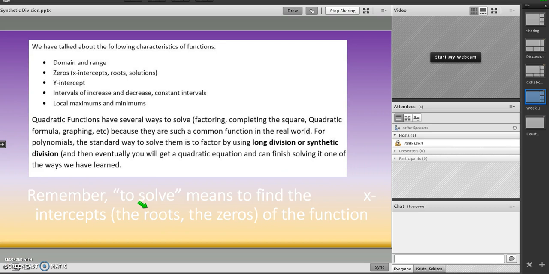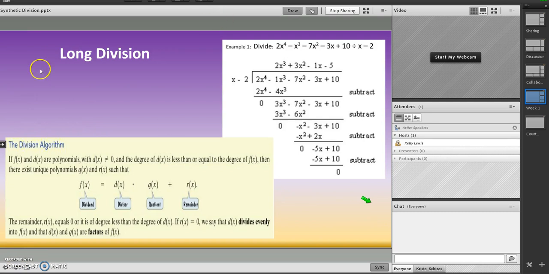All right, so we've talked about domain and range, and zeros, how zeros mean the same thing as roots, which mean the same thing as x-intercepts. That kind of got cut off. Which is the same thing as to solve or to find the solution. We've done the y-intercepts and a few other characteristics. So let's talk about something real quick.